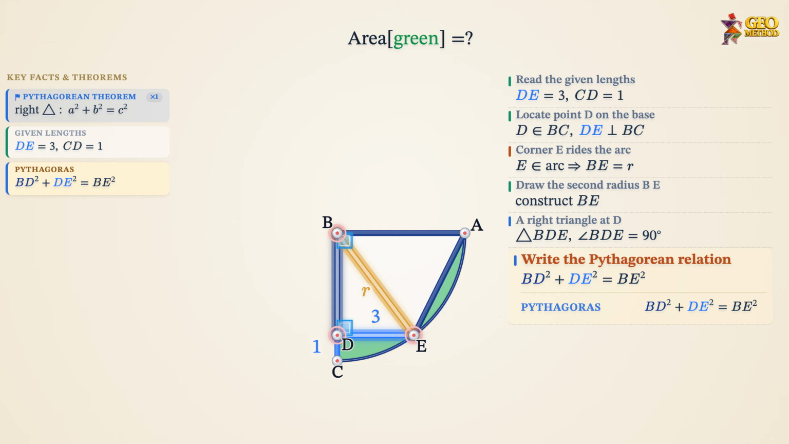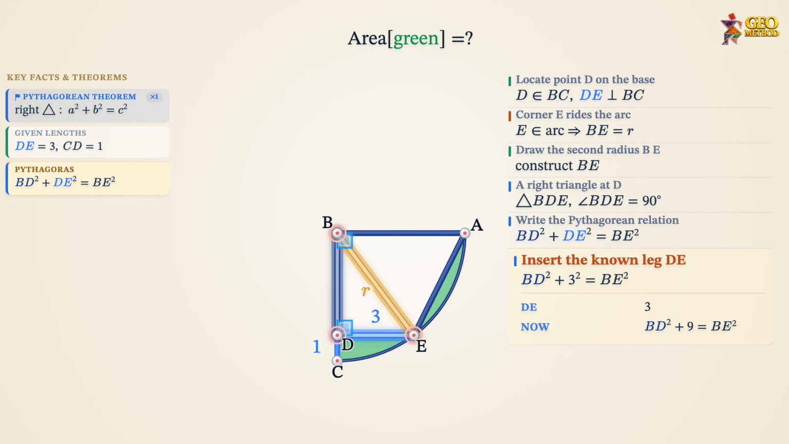Our whole job is now to fill in what we know. We already know one leg. Replace segment DE by its value 3, so DE squared is 9. The relation becomes BD squared plus 9 equals BE squared. Two unknowns remain, BD and BE, so we need one more link between them.